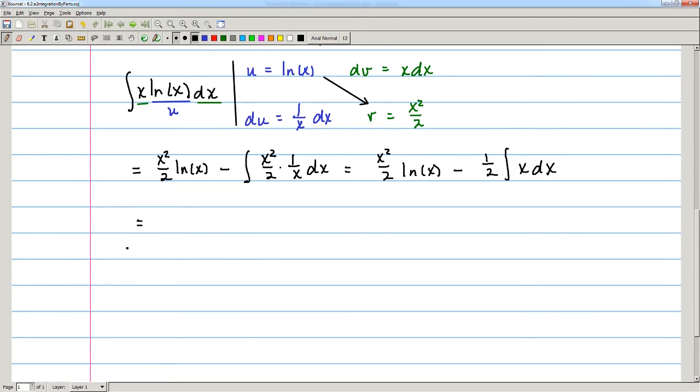Well, we know how to integrate that. The antiderivative is x squared over 2, but we already have half of that, so we have x squared over 2 times the natural log of x, our previous left-hand term, minus 1/2 of x squared over 2, so x squared over 4, plus c.